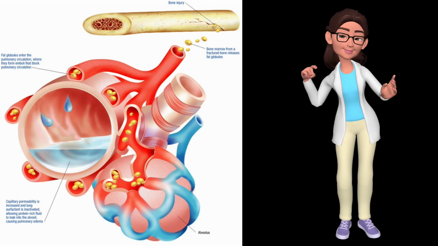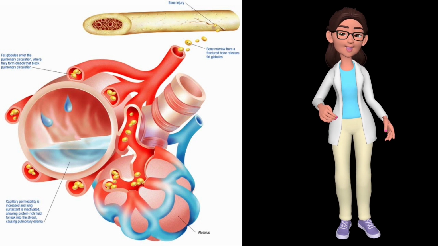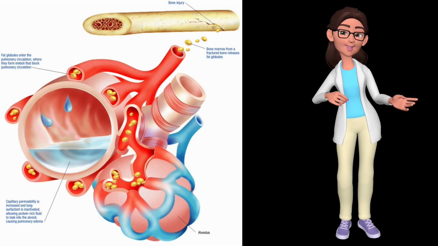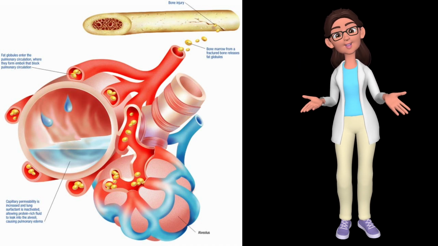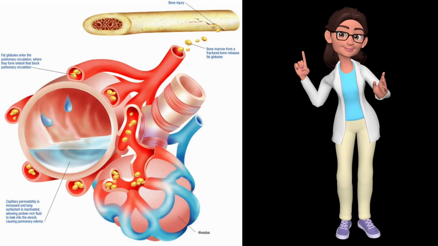Larger fat droplets can block major vessels, leading to right heart failure and shock, while smaller droplets can reach the brain, causing neurological symptoms. Some possible mechanisms for bypassing the lungs include passing through a patent foramen ovale, a small hole in the heart, or pulmonary bronchial shunts.